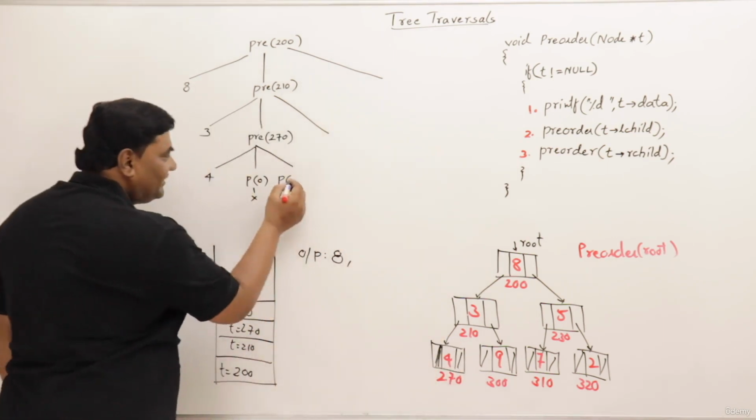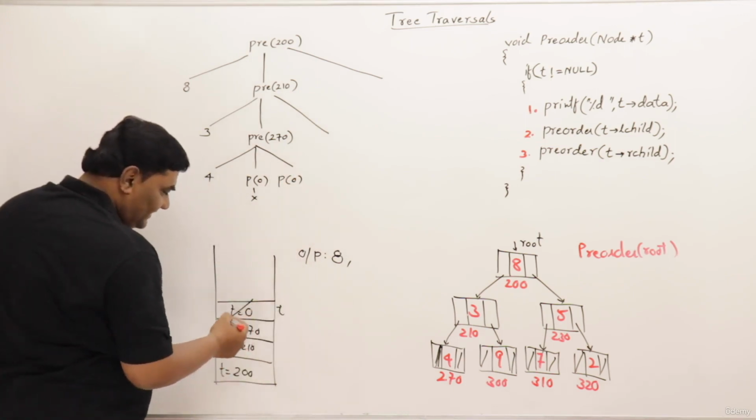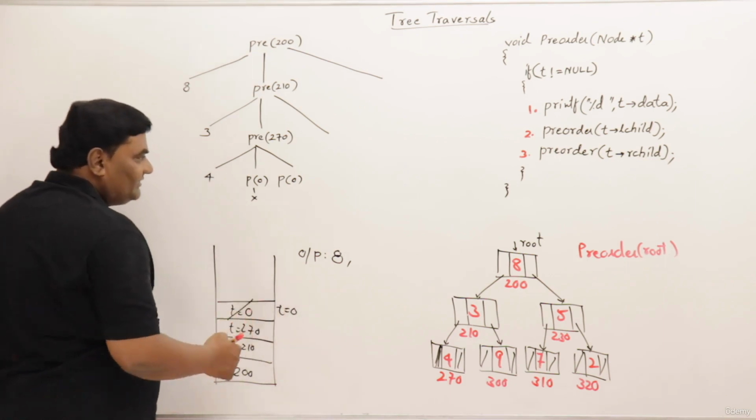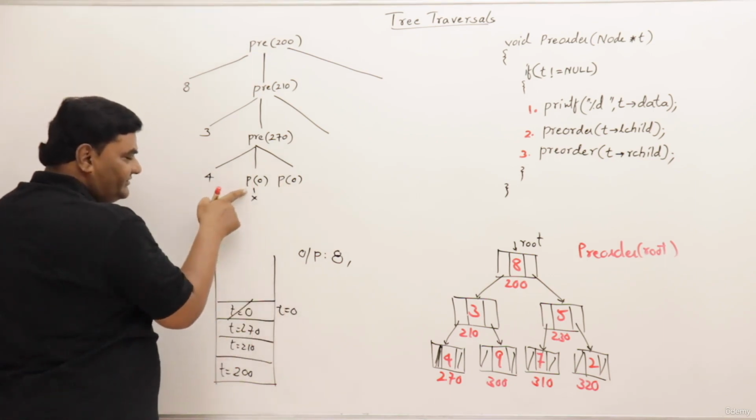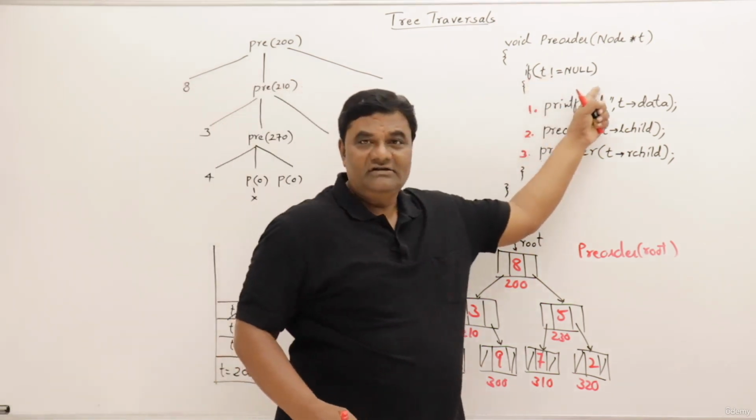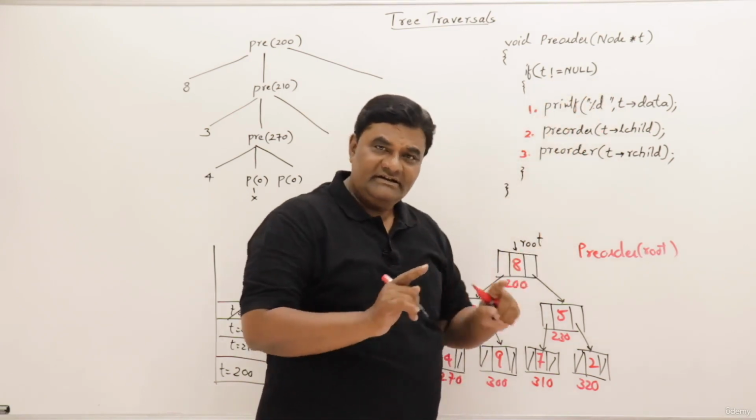Right side is null, so again it will call itself with null. Again the activation record is created at the same place. A new activation record is created with t equal to null. But this call is different. This was over already. This is a new call. So again for this call, t is null, so it will not enter inside the if and nothing is done.